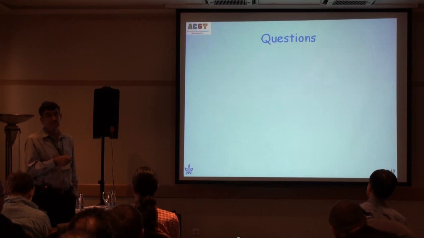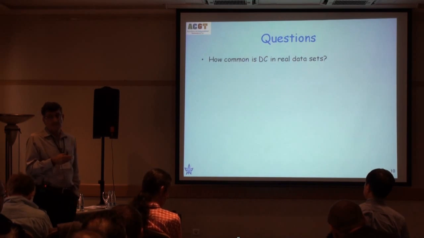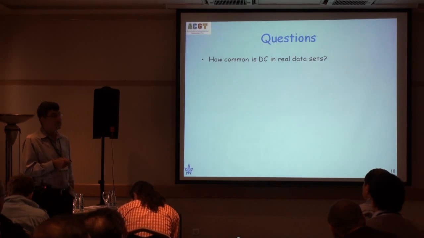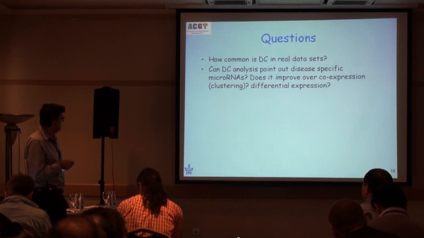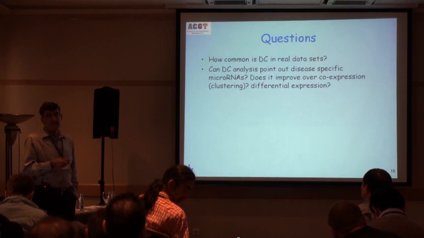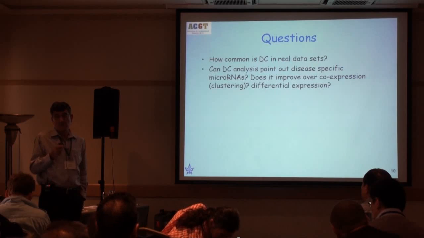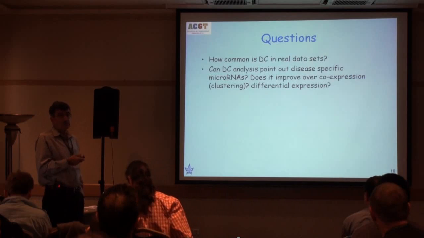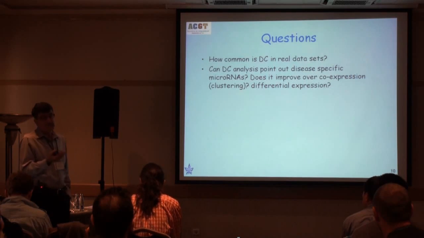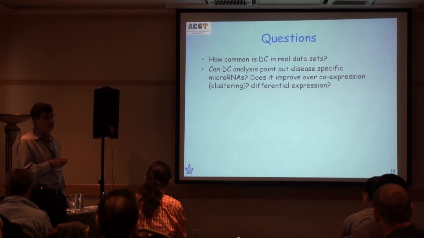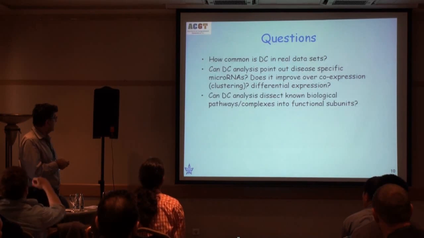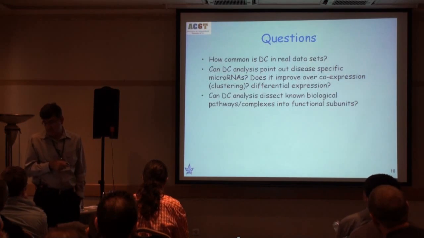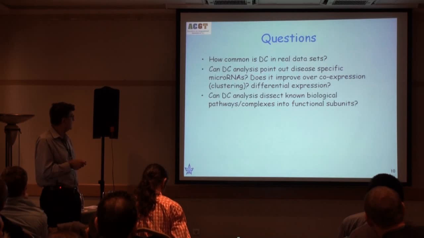So we set out to answer a few questions. First of all, when we look at real data, how frequent, how common is this phenomenon? Do we see a lot of differential co-expression? Can it help us really to understand regulation, in particular microRNA regulation? And does it do it better than the classical method, clustering or biclustering or differential expression? Can it assist us in dissecting specific biological complexes or pathways?